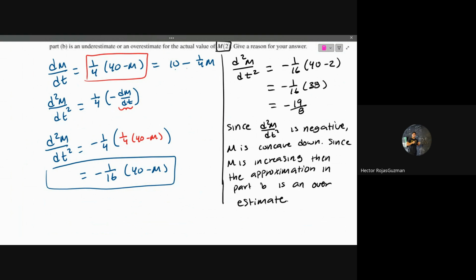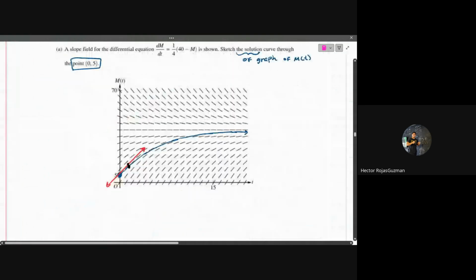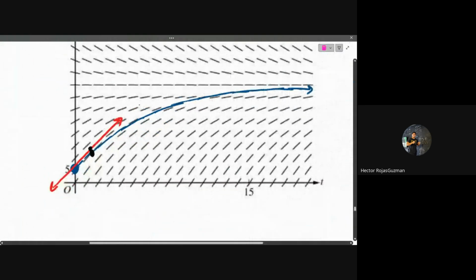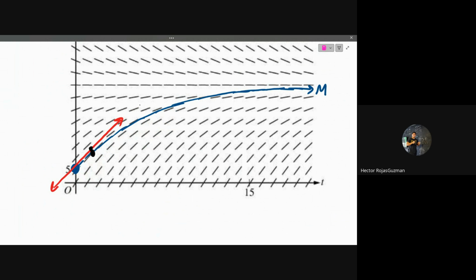And I told you that we can basically answer this question from the sketch that we had done. Check it out. If you look at the graph, the function m is increasing, as you can see in blue, but my tangent line is placed above it. For that simple reason, our approximation is an overestimate. We're finding the value of something higher.